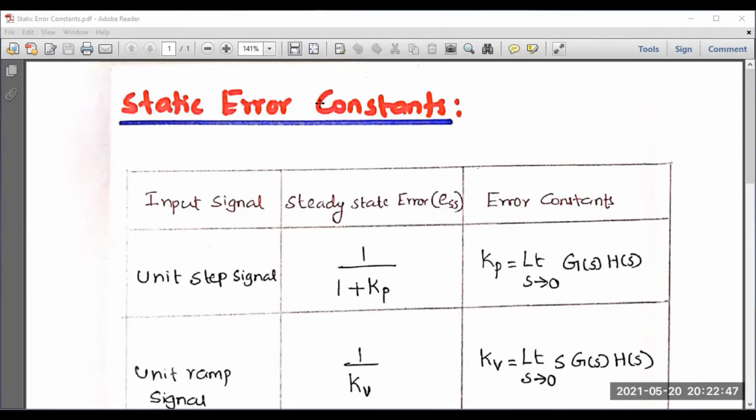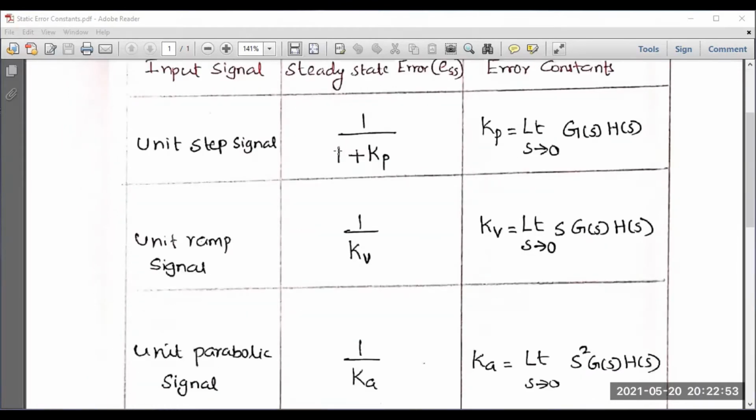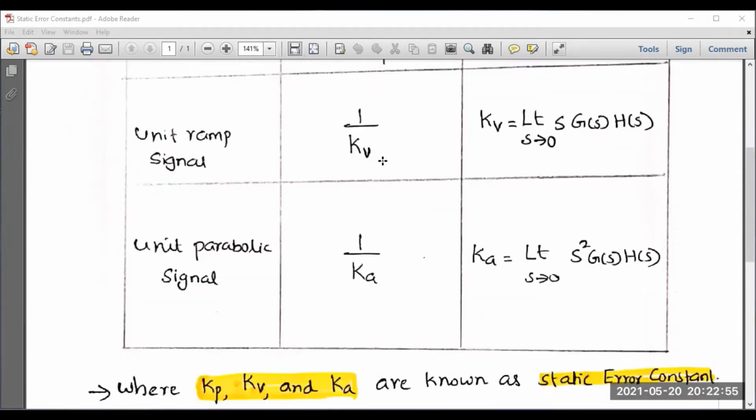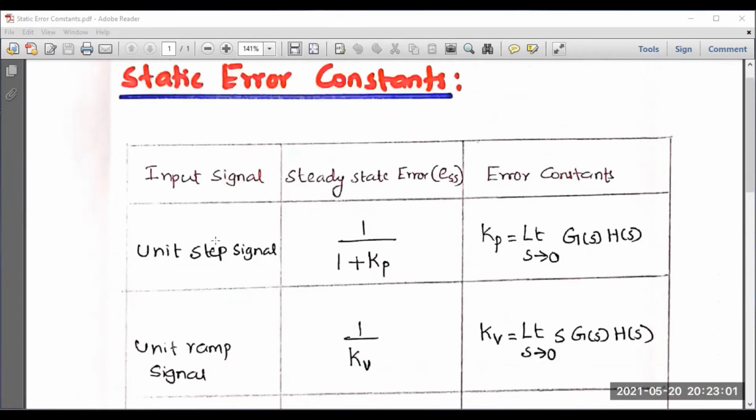Let me explain the importance of static error constants: position error constant, velocity error constant, and acceleration error constant. These are generally called static error constants. For example, for a unit step signal, you can write the steady state error.